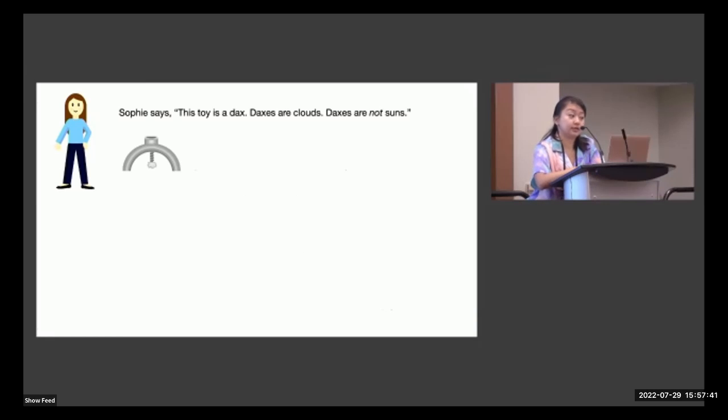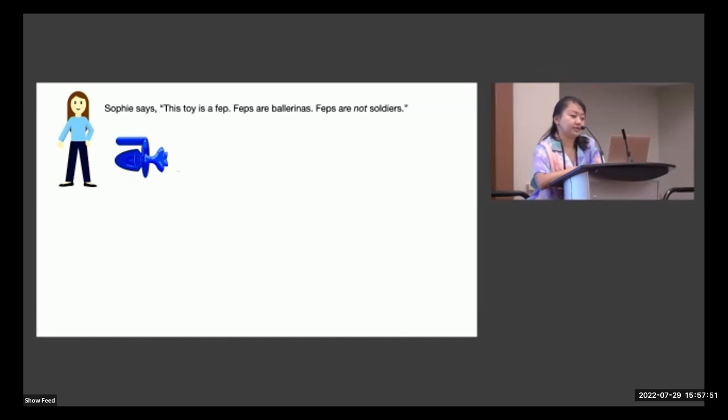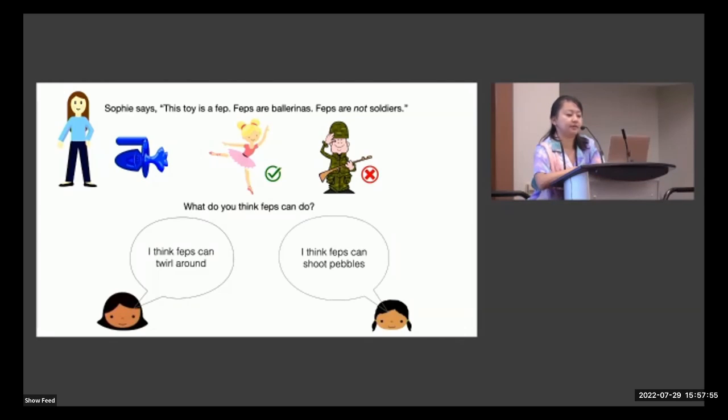This is what it looks like. Sophie says this toy is a DAX. DAXes are clouds. DAXes are not suns. What do you think DAXes can do? Same kind of responses. This toy is a FEP. FEPs are ballerinas. FEPs are not soldiers. So what do you think FEPs can do? We counterbalanced whether they heard the positive or the negative metaphor first. And we also counterbalanced which concept was the positive metaphor and which was the negative one.